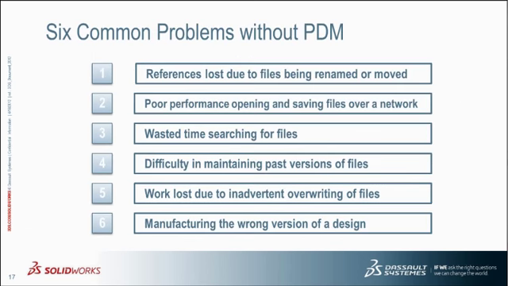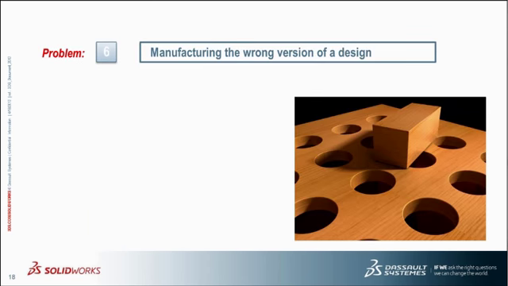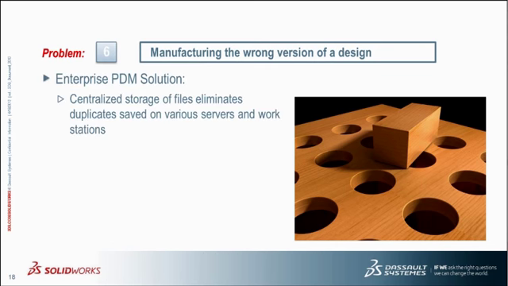All right, so the last thing we looked at dealt with manufacturing the wrong version of a design. Here's how Enterprise PDM can help avoid costly mistakes on the manufacturing floor. First, having a centralized storage of files eliminates duplicates saved on various servers and workstations. Thus, there's only one place where people need to go to obtain the data they're looking for. Users can receive automatic notification via email when changes occur, so no one needs to remember who they should send an email to when changes do occur.